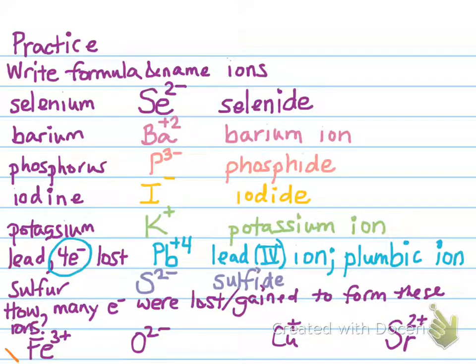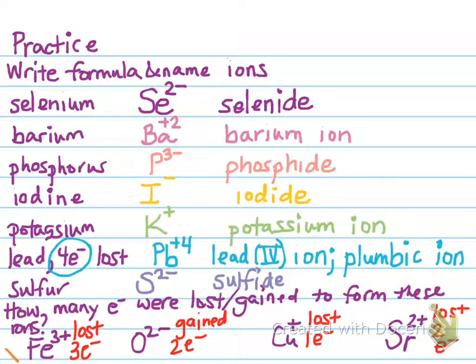So the last set of questions here is how many electrons were lost or gained to form these ions. If Fe has a charge of +3, that means that it lost 3 electrons. If oxygen has a charge of -2, that means that it gained 2 electrons. If copper has a charge of +1, that means that it lost 1 electron. And if strontium has a charge of +2, that means that it lost 2 electrons.